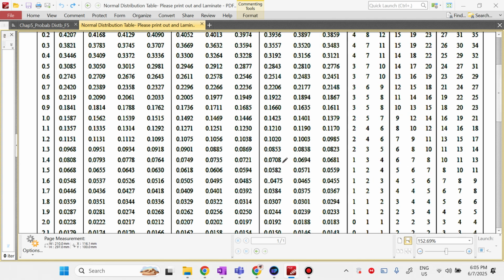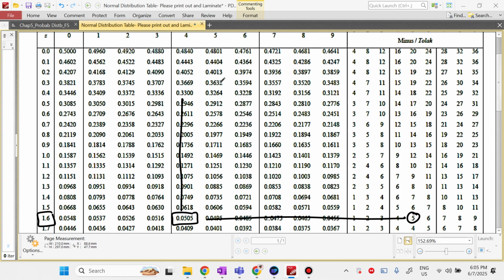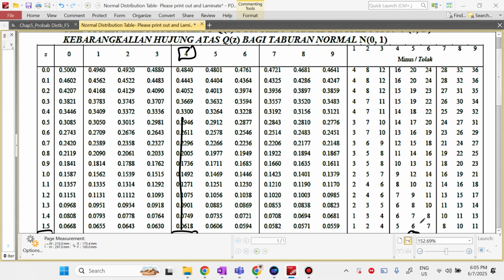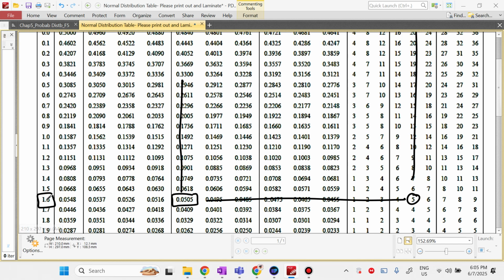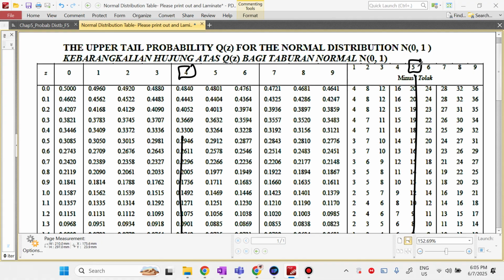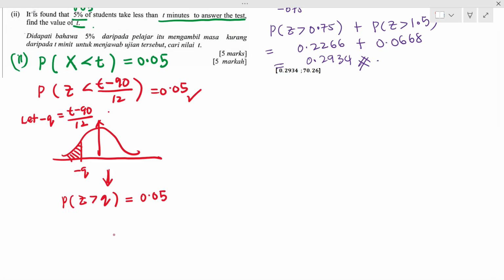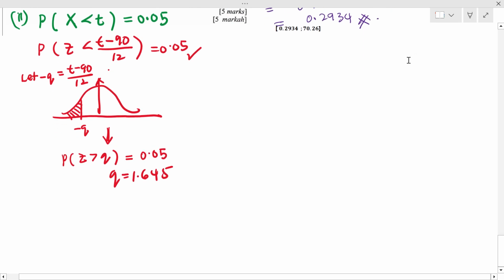0.05 should be around this area. 0.05 is here. Nampak tak? Tapi you kena minus 5 kan? So 5 is here. So 1.6, 1.645. You need to get the z value, 1.645. So q is 1.645. Make sure you know how to get that.